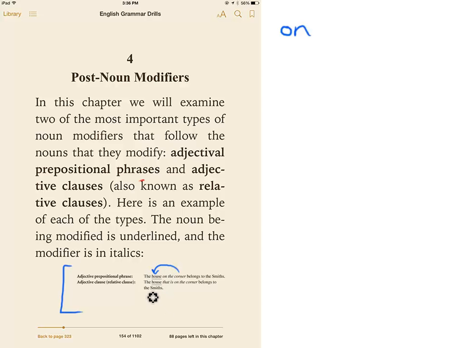Now here's the difference between a clause and a prepositional phrase. The house that is on the corner. Okay, on the corner is a phrase, and then that is. Why is one a phrase and one a clause?